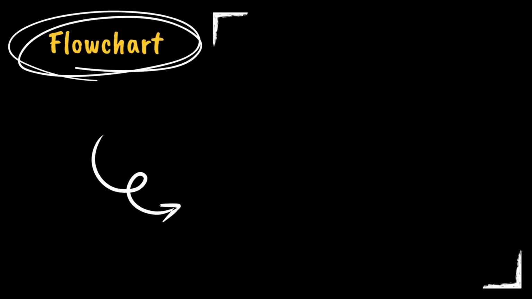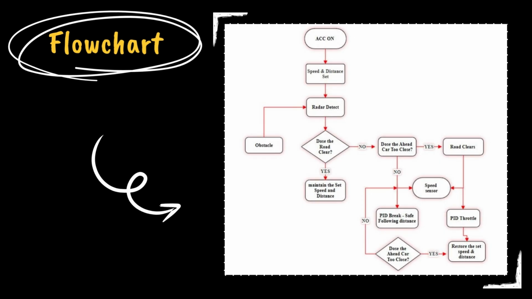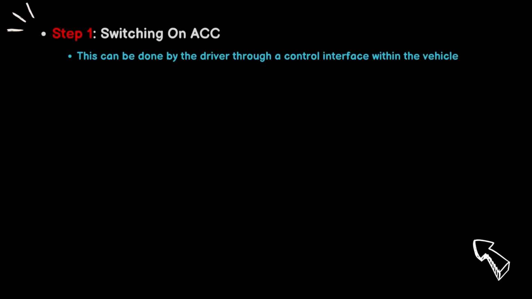Hello, I am Ammar and today we will be walking through the flowcharts of adaptive cruise control systems. These flowcharts outline the operational steps involved in the ACC systems, from activation to speed adjustment. Let's begin with the first step. The process starts with switching on the ACC system. This can be done by the driver through the control interface within the vehicle.